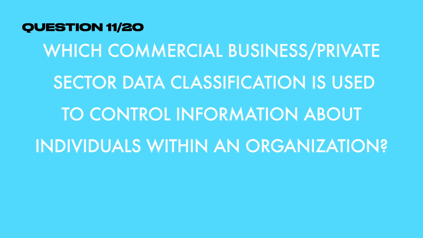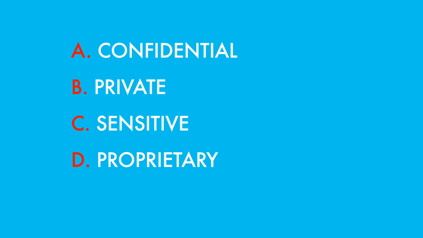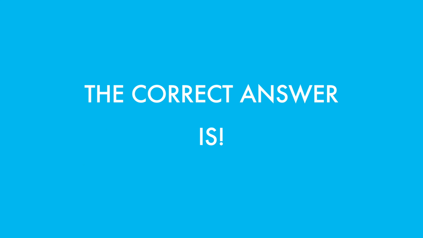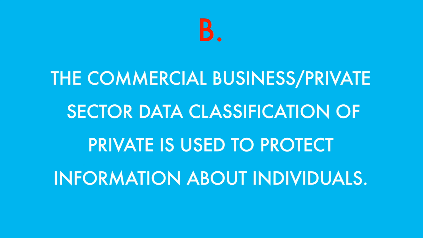Question 11 of 20. Which commercial business/private sector data classification is used to control information about individuals within an organization? A. Confidential. B. Private. C. Sensitive. D. Proprietary. The correct answer is B. The commercial business/private sector data classification of private is used to protect information about individuals.